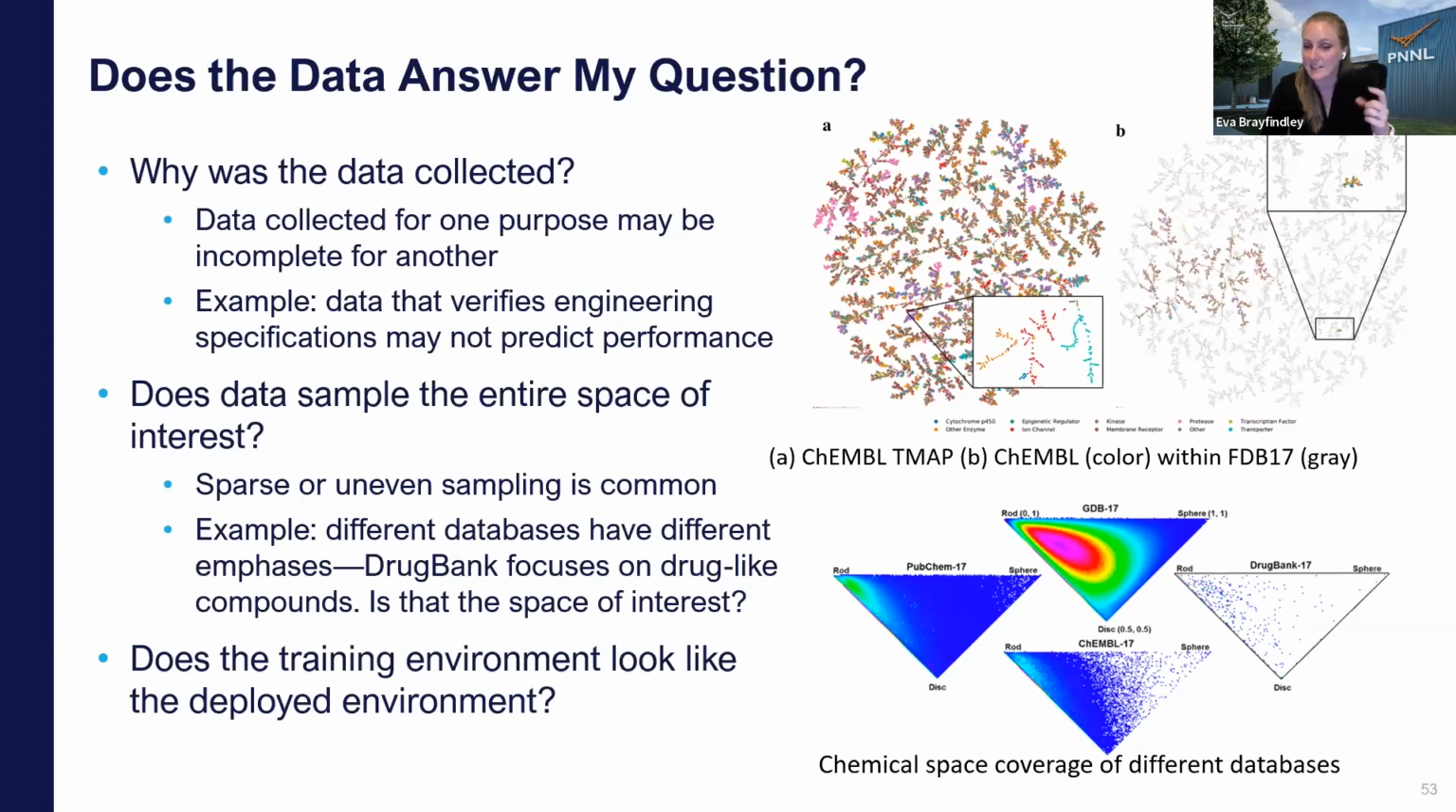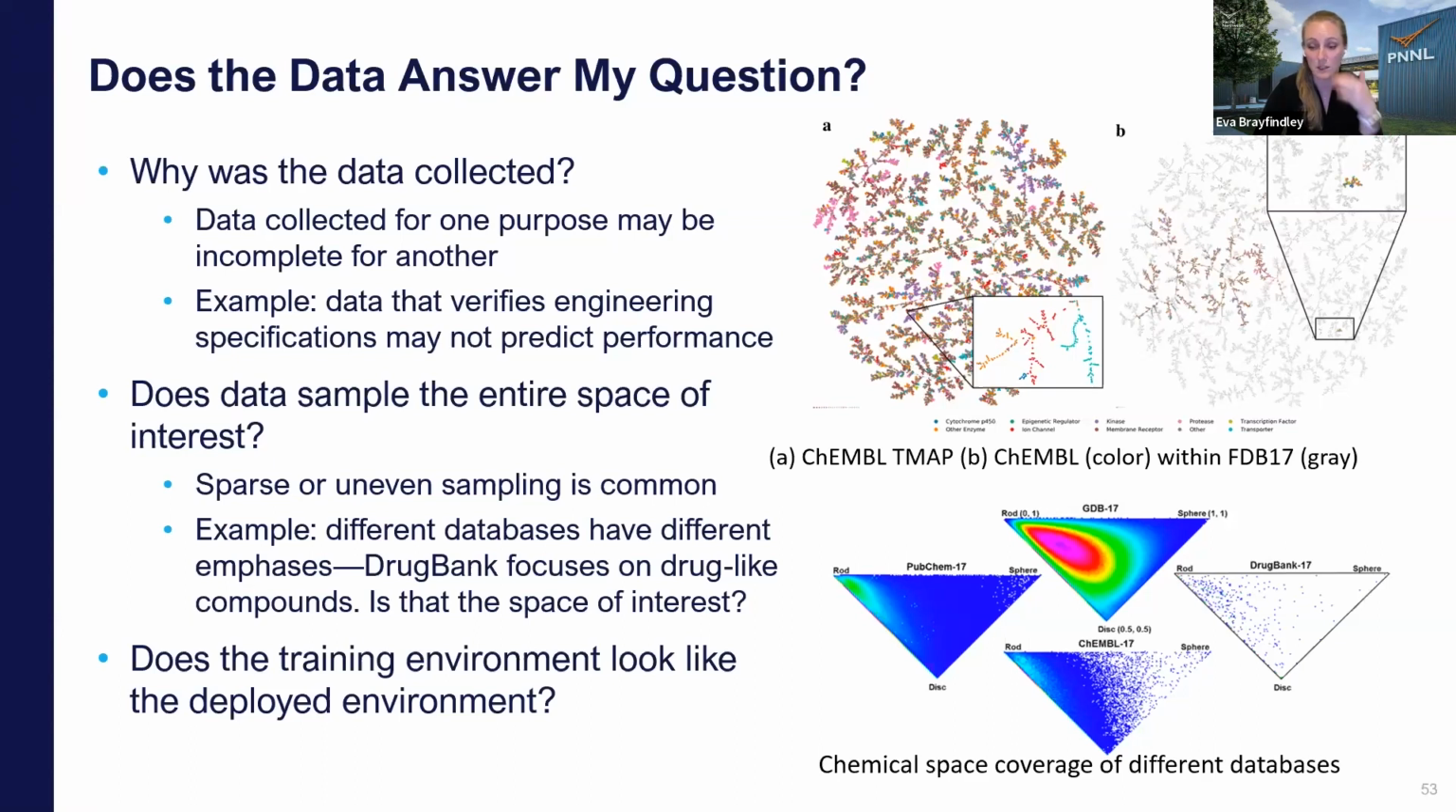The second big question is, does the data sample the entire space of interest? When you're talking about biology and chemistry, in the world I work in with small molecule metabolomics, the chemical universe is absolutely enormous, right? Just so huge. And we can't possibly have experimental data for everything that we could possibly want to look at. But do we at least have data that focuses on the region of interest?